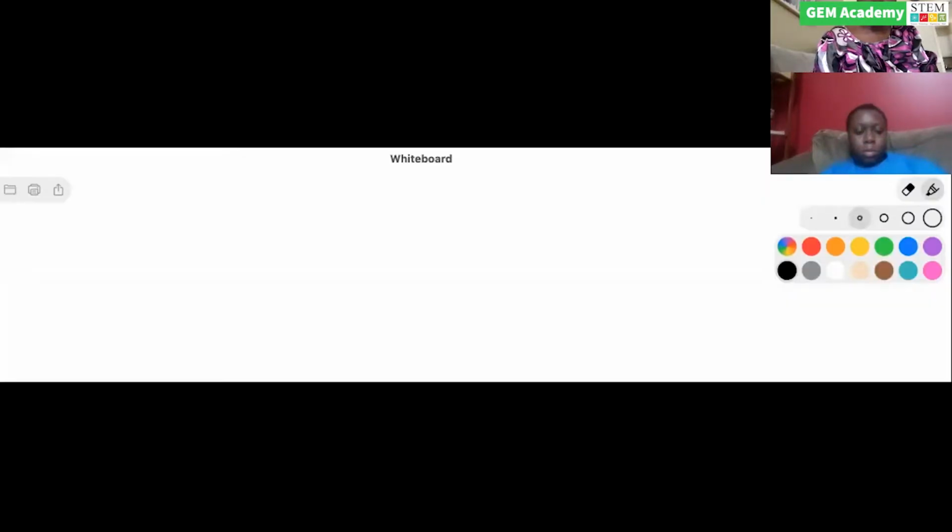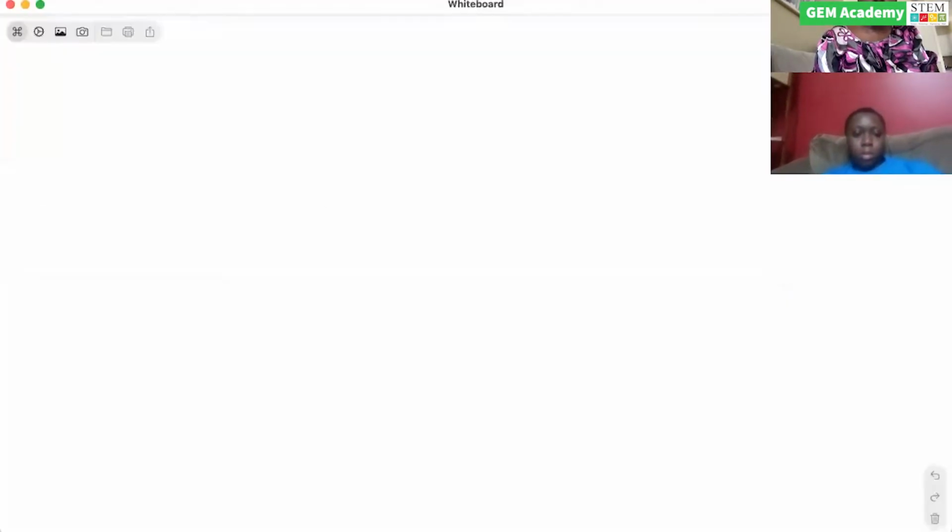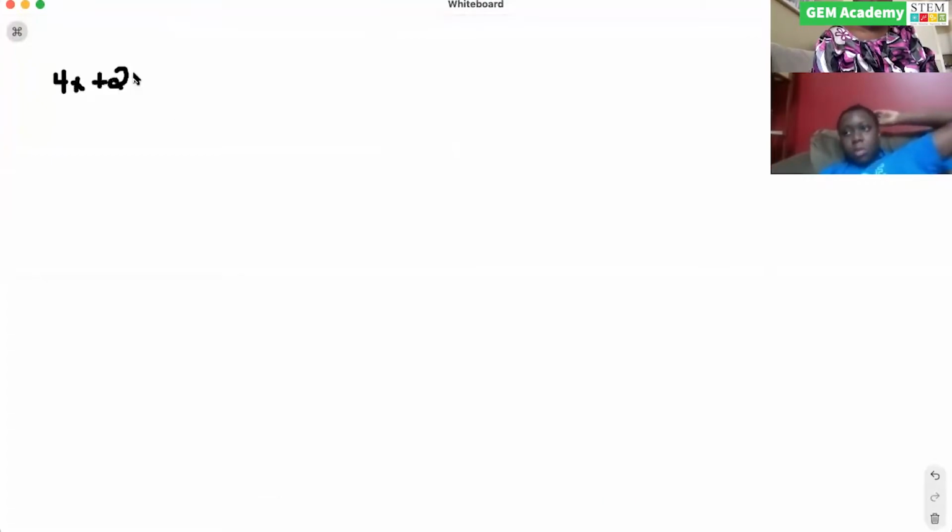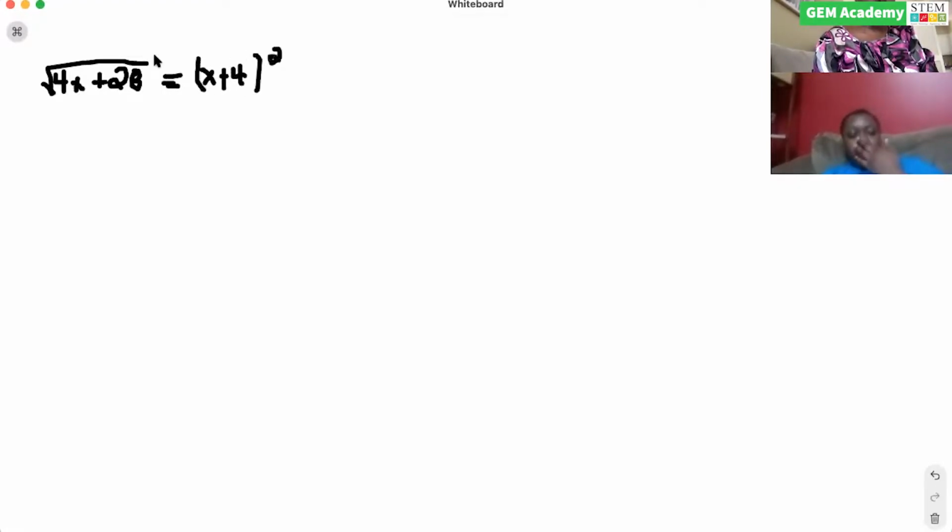All right, so the first step that you need to do is square both sides. So write the problem down. You have the square root of 4x plus 28 is equal to x plus 4. You want to get rid of the square root, so you're going to square both sides. By squaring that, you get rid of the square root. Those are parentheses, kind of hard to see.